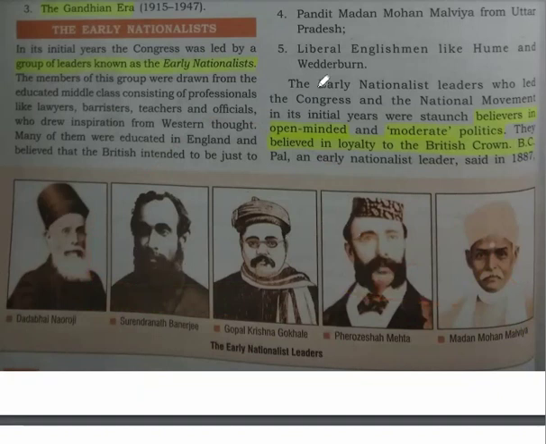The early nationalist leaders who led the Congress and the national movement in its initial years were staunch believers in open-minded and moderate policies. They believed in loyalty to the British Crown. BC Pal, as an early nationalist leader, said in 1887.